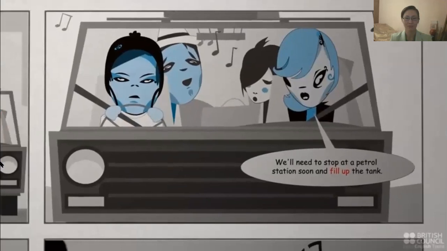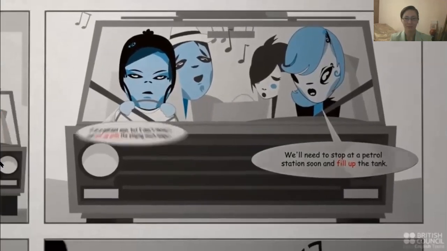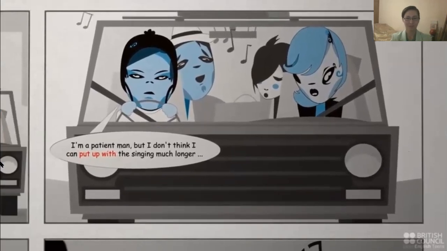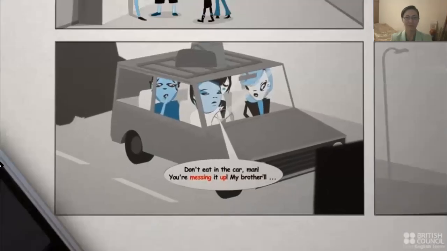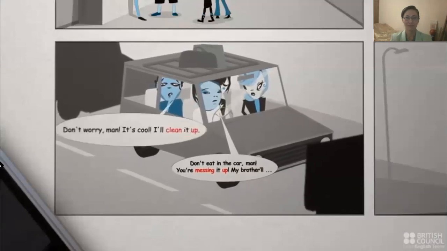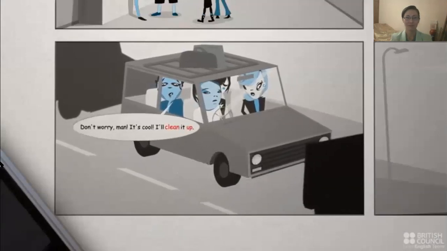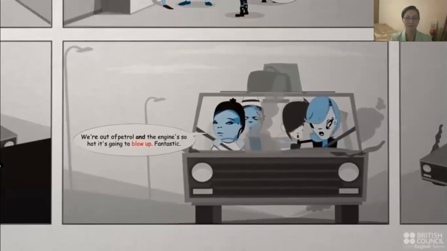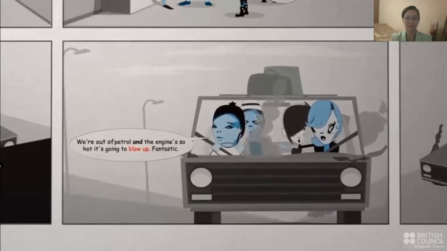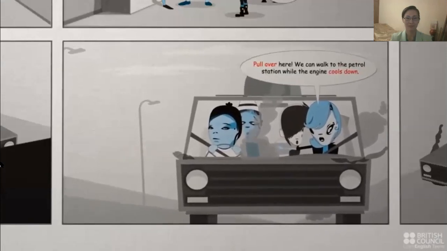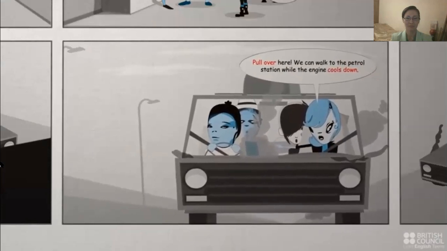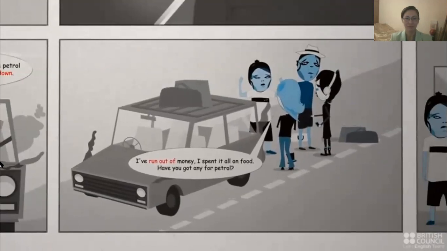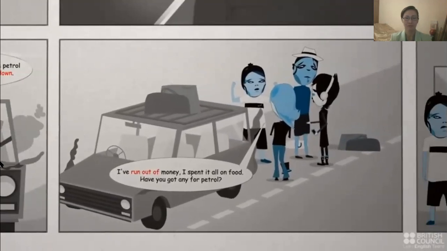We'll need to stop at a petrol station soon and fill up the tank. I'm a patient man, but I don't think I can put up with the singing much longer. Don't eat in the car, man. You're messing it up. My brother will. Don't worry, man. It's cool. I'll clean it up. We're out of petrol, and the engine's so hot it's going to blow up. Fantastic. Pull over here. We can walk to the petrol station while the engine cools down. I've run out of money. I spent it all on food. Have you got any for petrol?